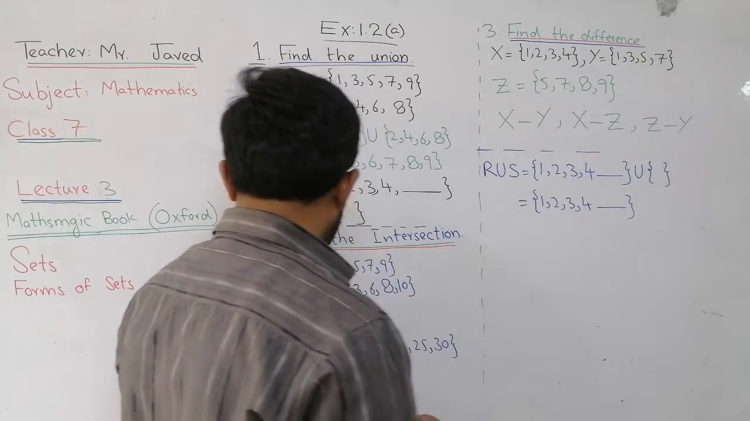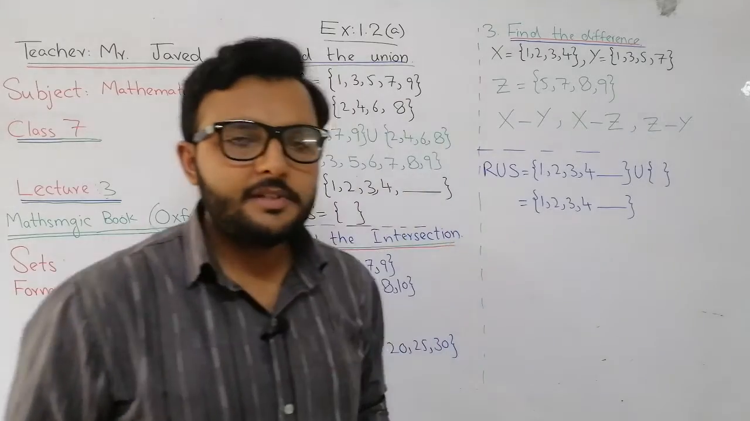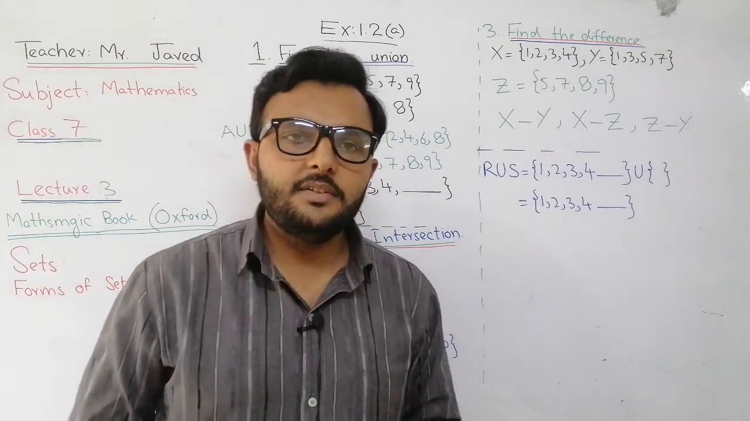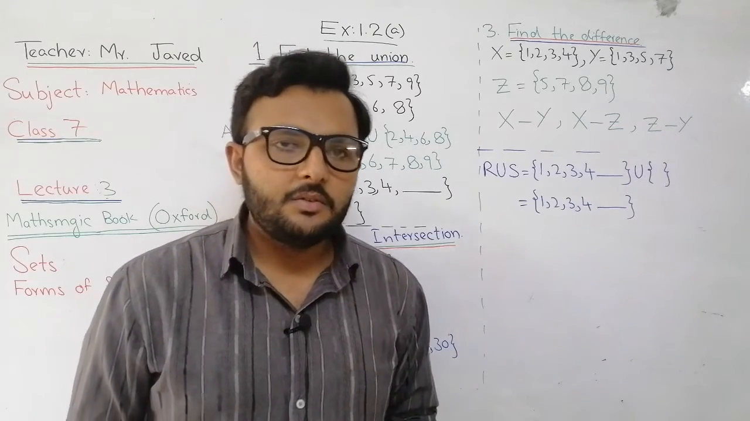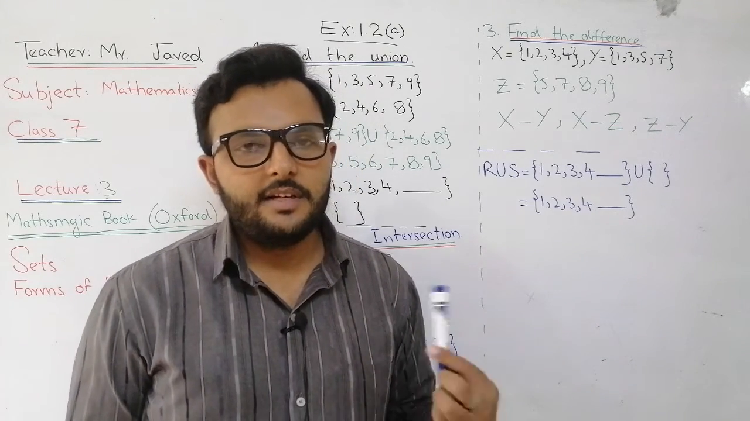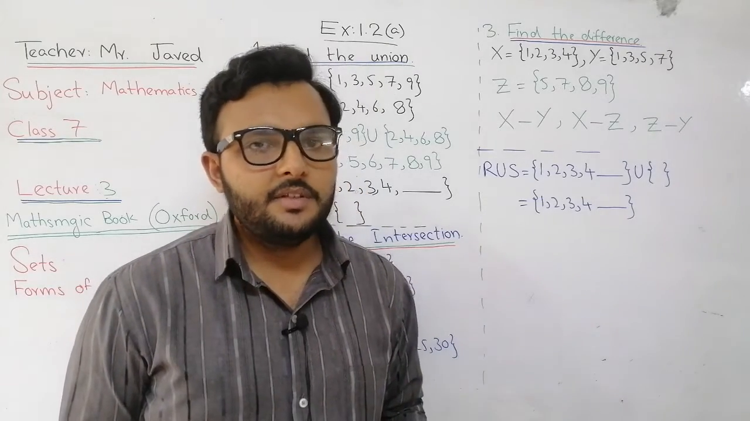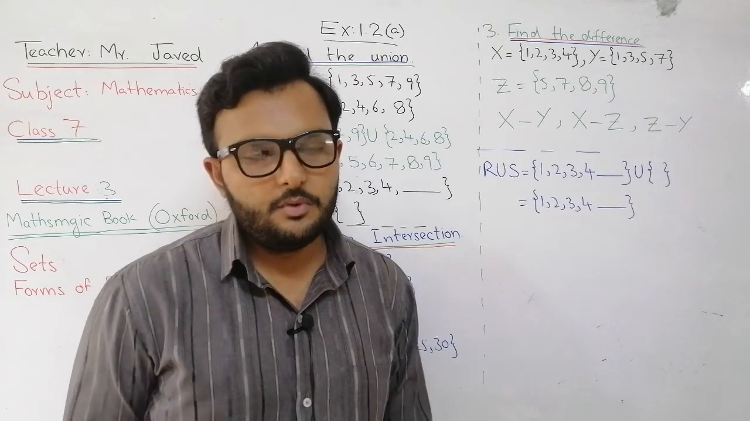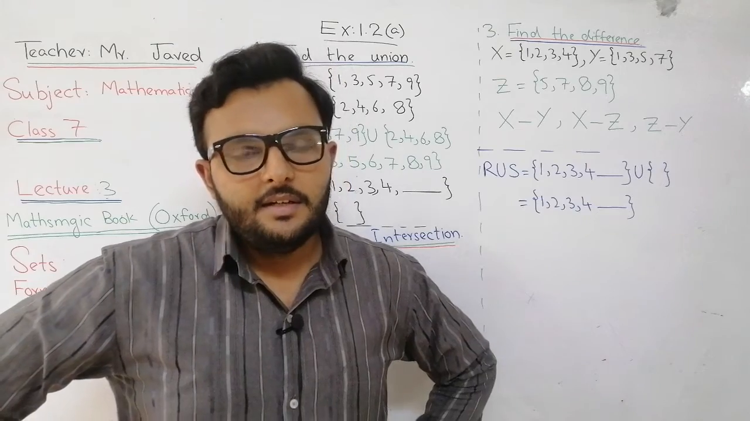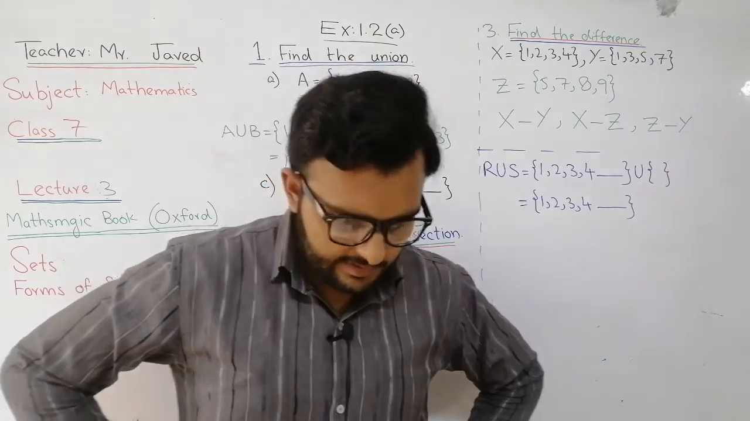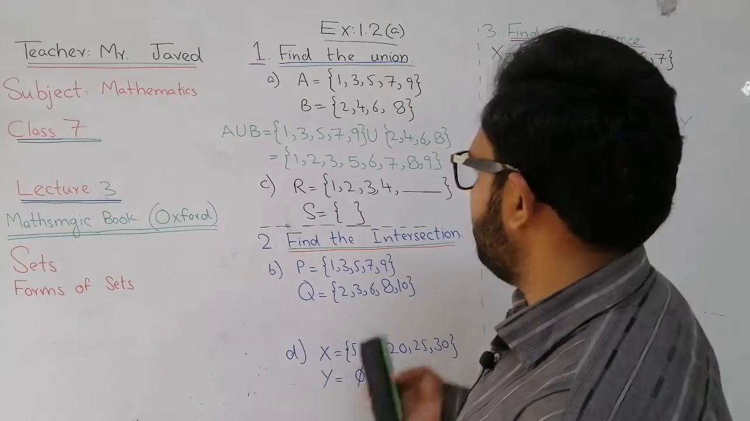After that we are going to find the intersection of two sets. I want to repeat: in union we combine all the elements present in the given sets. If any element is in duplicate form, you will remove it, because by the definition of a set, the elements are distinct and well defined.